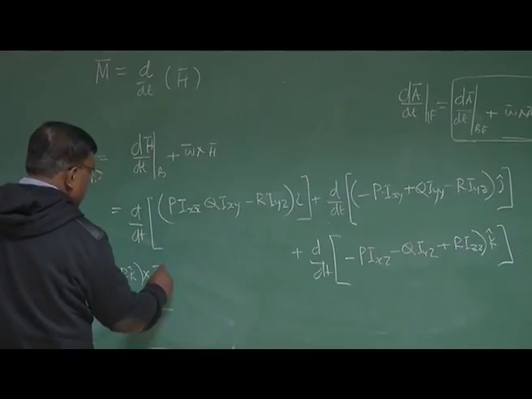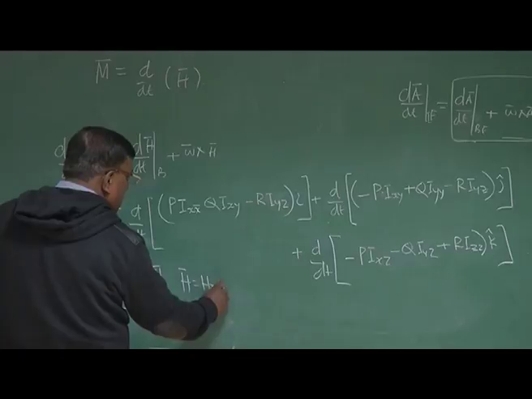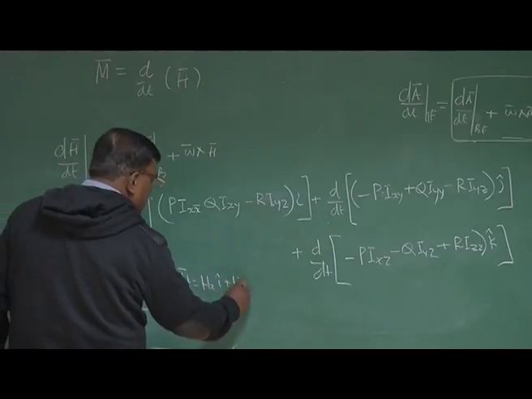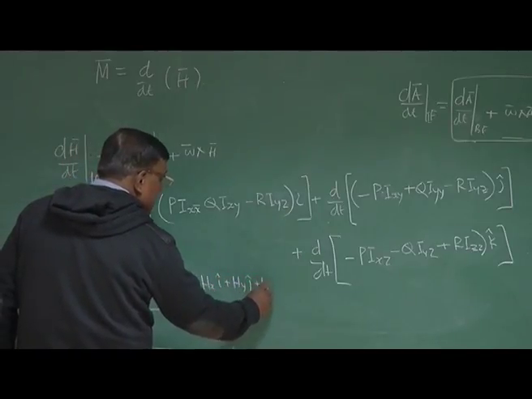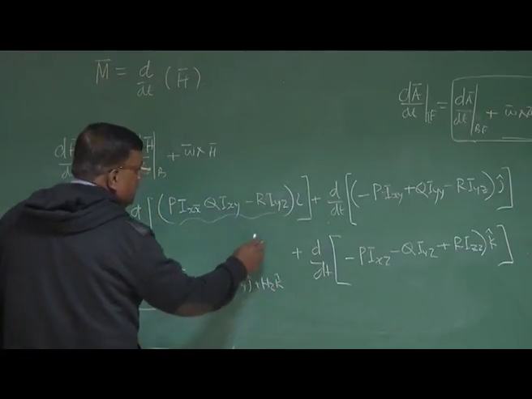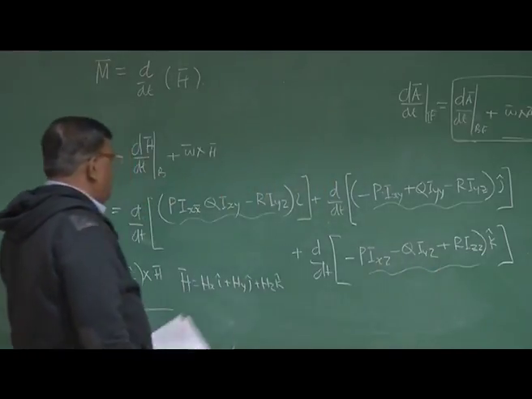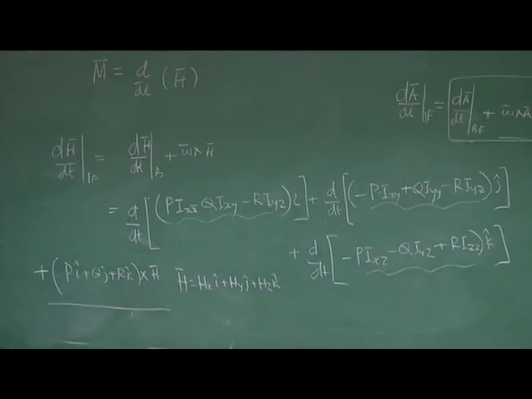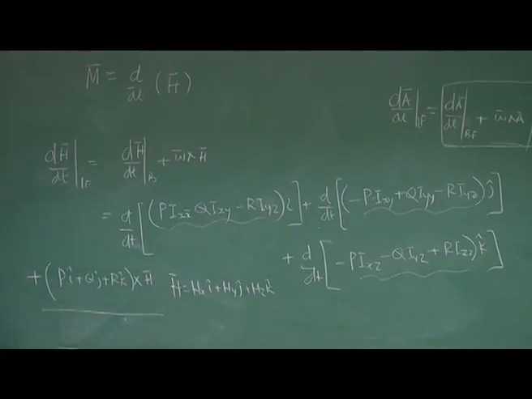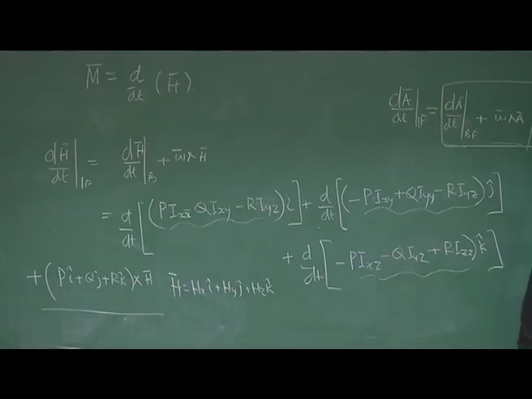It's important. You have to write h as hx i plus hy j plus hz k, and this is nothing but hx, nothing but hy, this is hz, right? You have to put it here and do this operation, and then you will get 6 equations. Let's see what are those equations.